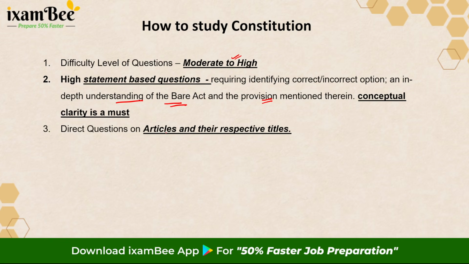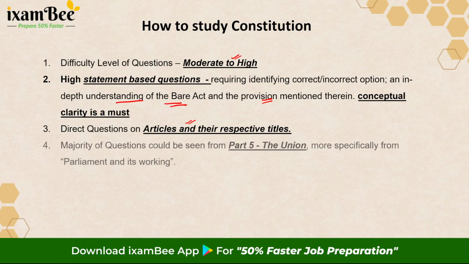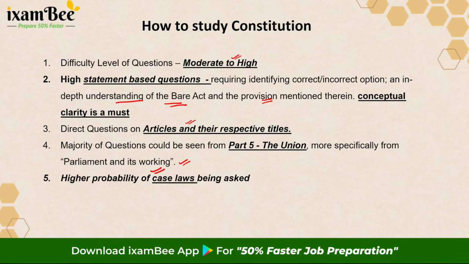There are also direct questions that come where you are asked the article numbers and their respective titles. So be very, very thorough with which article, which part of the constitution is covering which topic or which title. The majority of the questions have been seen from part 5, the union, more specifically from the parliament and its working. So this is a very, very critical topic. You need to focus a lot on this topic and be thorough with each aspect of this particular part.